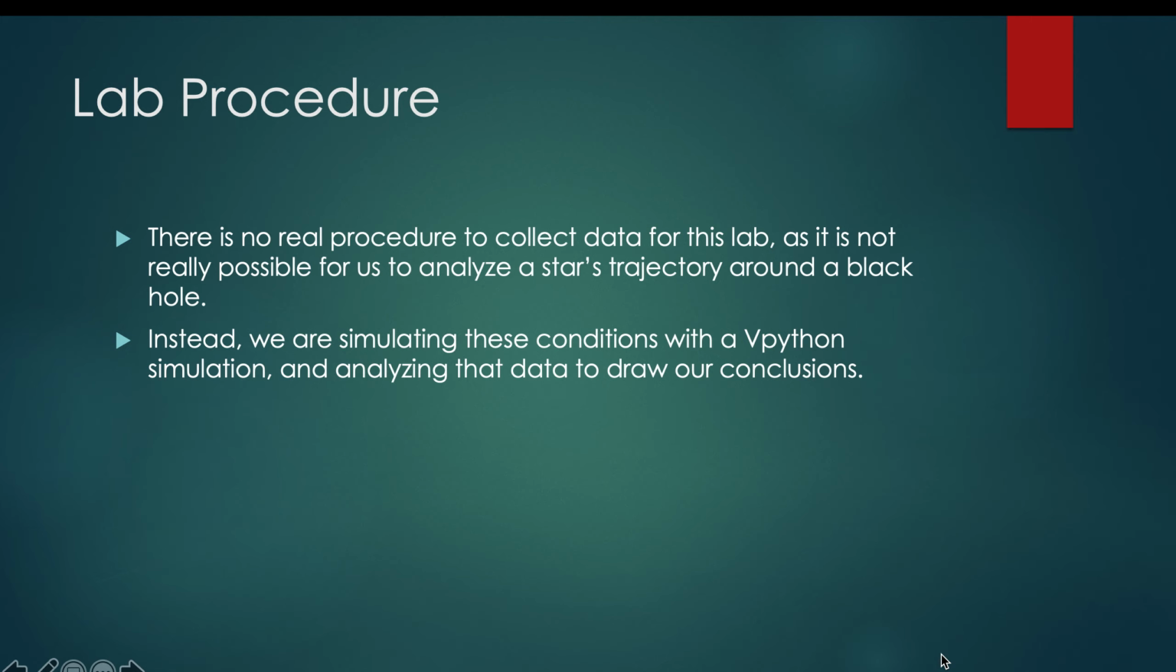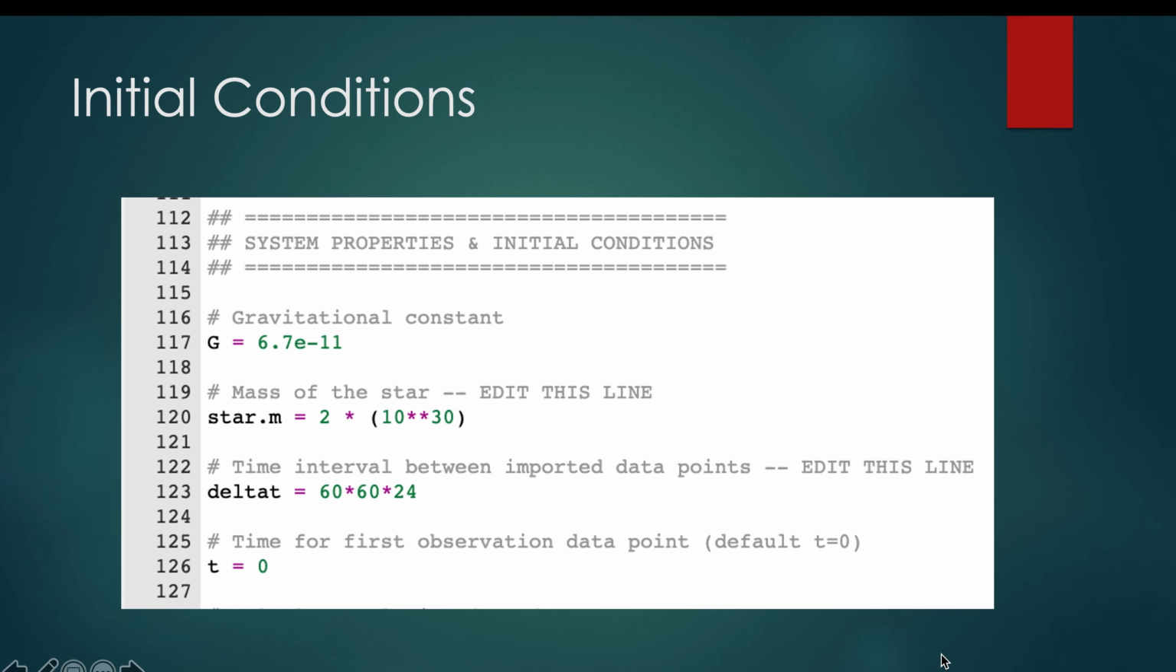So the procedure for this lab: there's really no real procedure to collect data, since it's not really possible for us to analyze the star trajectory around the black hole. Instead, we're going to be using simulations based on the conditions given to us for a star trajectory using a VPython simulation, and then analyzing that data to draw conclusions such as the net force on the star and the black hole's mass.